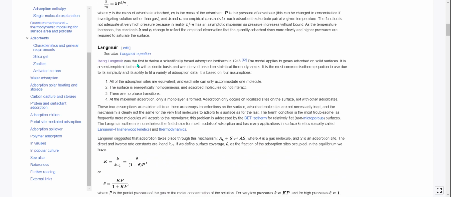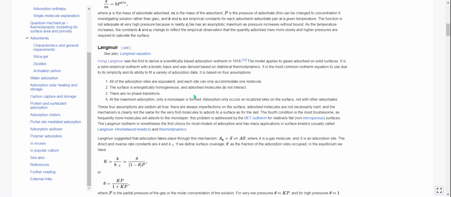Langmuir. Irving Langmuir was the first to derive a scientifically based adsorption isotherm in 1918. The model applies to gases adsorbed on solid surfaces. It is a semi-empirical isotherm with a kinetic basis and was derived based on statistical thermodynamics. It is the most common isotherm equation to use due to its simplicity and its ability to fit a variety of adsorption data. It is based on 4 assumptions.